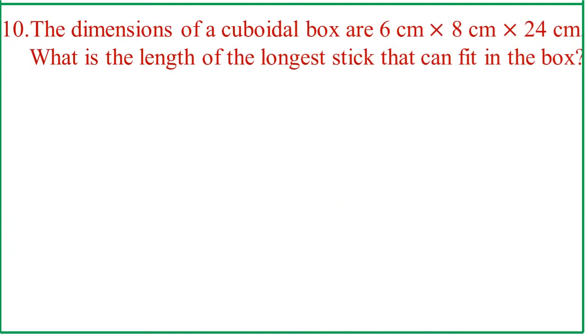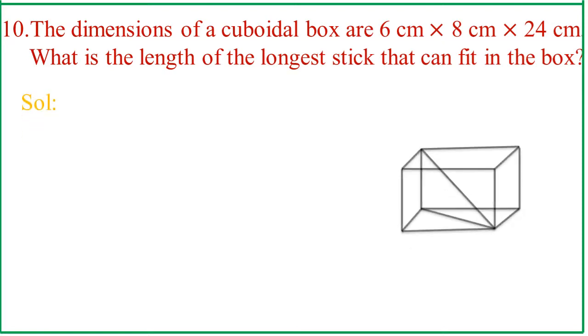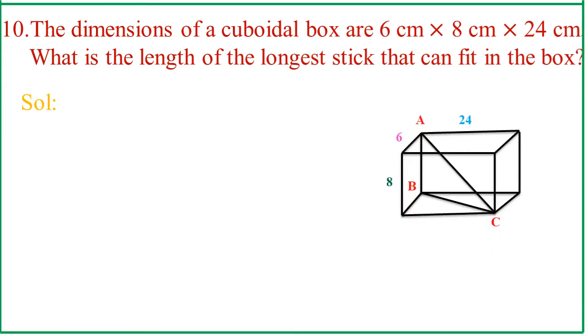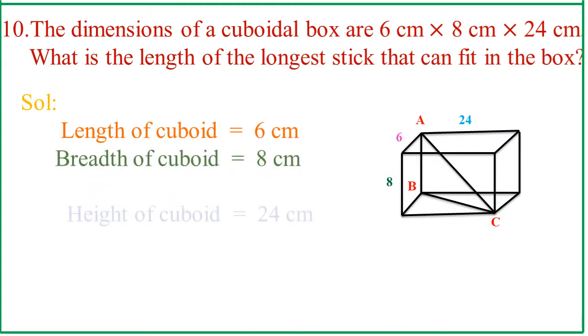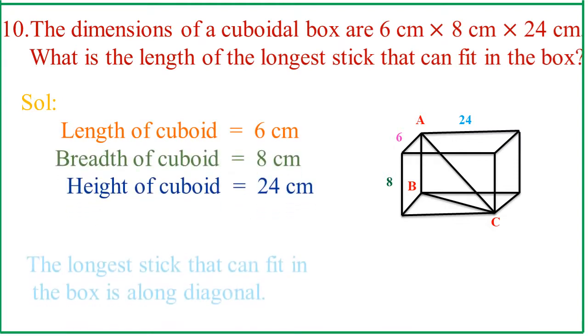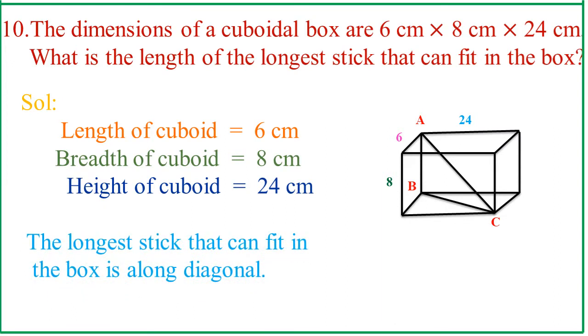Let's see 10th problem. The dimensions of a cuboidal box are 6 cm into 8 cm into 24 cm. What is the length of the longest stick that can fit in the box? Let us find the solution. Look at the figure. Cuboidal box ABC. Length of cuboid 6 cm. Breadth of cuboid 8 cm. Height of the cuboid 24 cm. The longest stick that can fit in the box is along the diagonal.